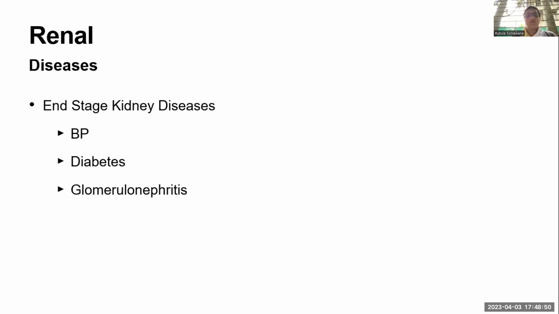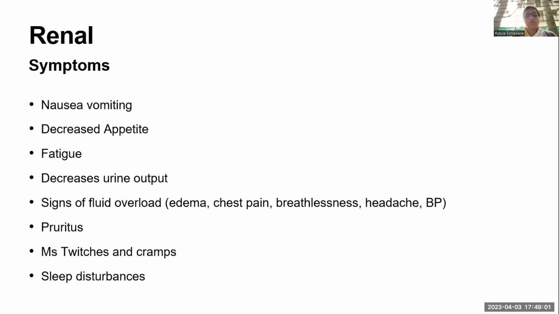Kidney diseases. So end stage kidney diseases, usually the commonest causes are hypertension, diabetes, and glomerulonephritis. Next slide, please. Again, the symptoms overlap with that of liver failure. So you have your nausea, vomiting, you have decreased appetite, fatigue, decreased urine output. Then because of the decreased urine output, you have your symptoms of fluid overload, that is edema, chest pain, breathlessness, headache. You again have pruritus, muscle twitches and cramps, and sleep disturbances.